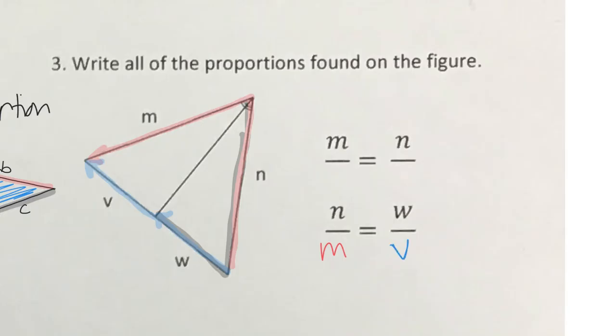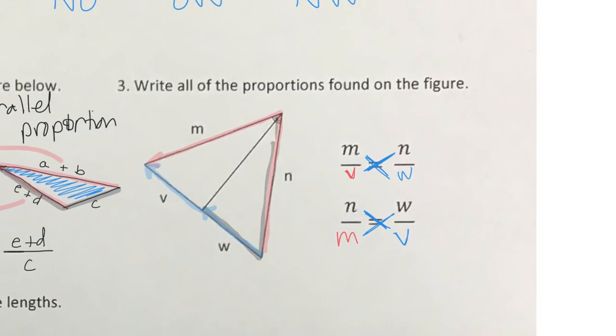So once again, that was m over v is in proportion to n over w, or n over m equals w over v. These are equivalent because when I cross multiply, I get the same answer: mw equals nv. So those are two equivalent equations for that problem.